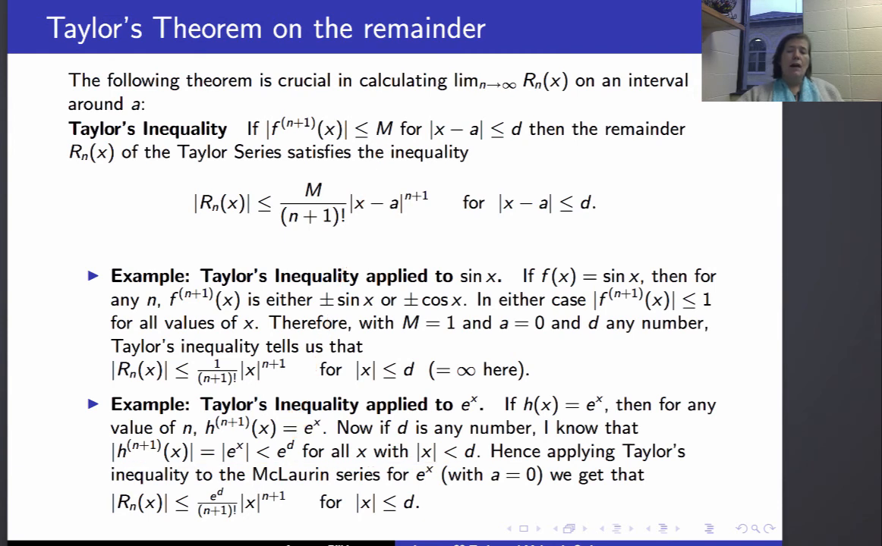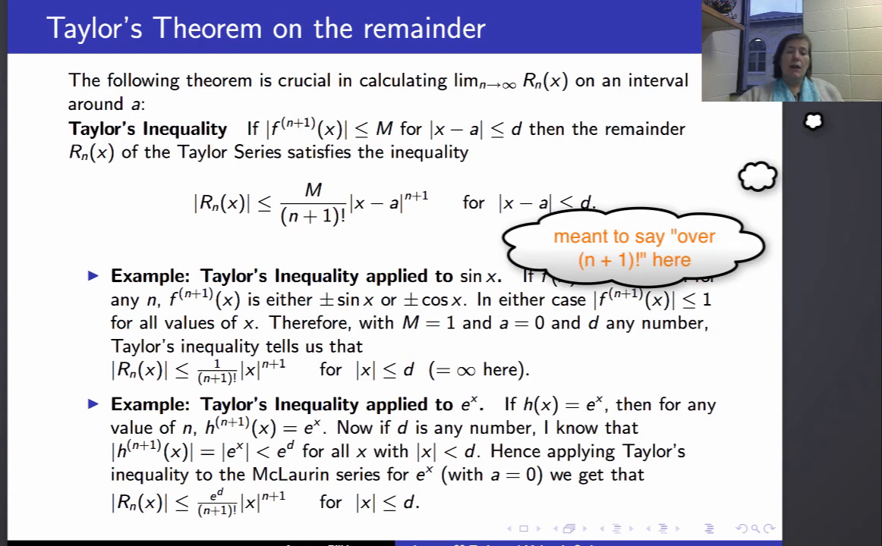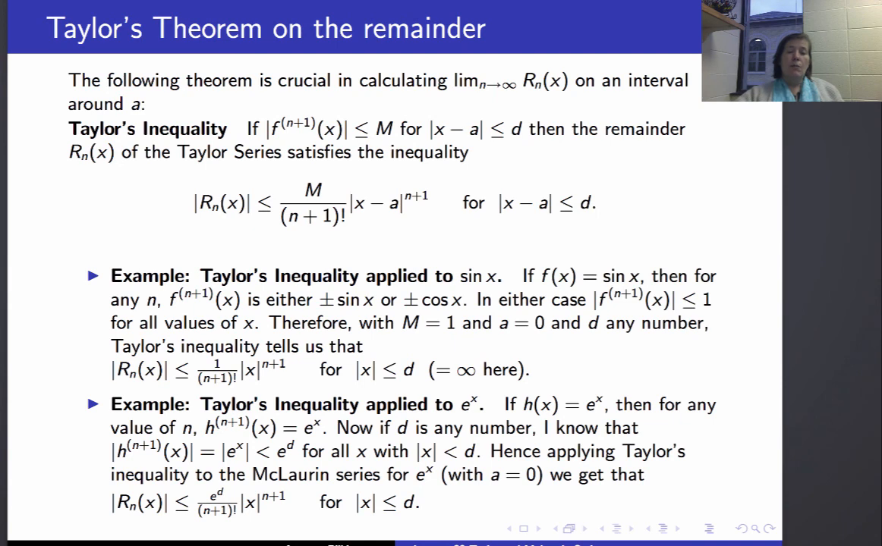And now Taylor's inequality applied to the Maclaurin series for e to the x says that the absolute value of the nth remainder is less than or equal to M over n plus 1 factorial times the absolute value of x to the n plus 1 for all values of x less than or equal to d. So in other words, the absolute value of e to the x minus the nth Taylor polynomial at x for this function h of x is less than or equal to this upper bound on the derivatives, e to the d over n plus 1 factorial times the absolute value of x to the n plus 1, whenever x is between minus d and d.